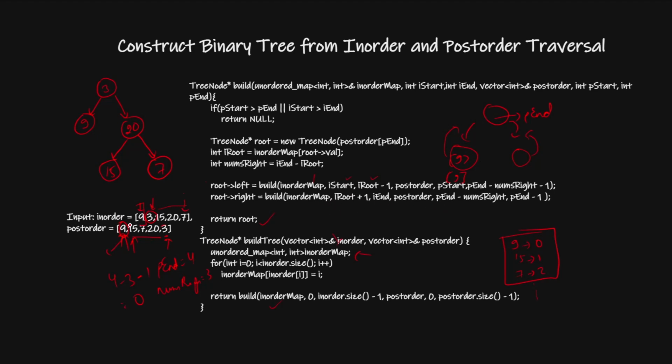And for right, it is very simple. I will start from I root plus 1 to I end for in-order. And for post order, I will start from P end minus nums right minus 1 to P end minus 1, because this 3 is done. So I need this 15, 7 and 20. So this is how I will call.